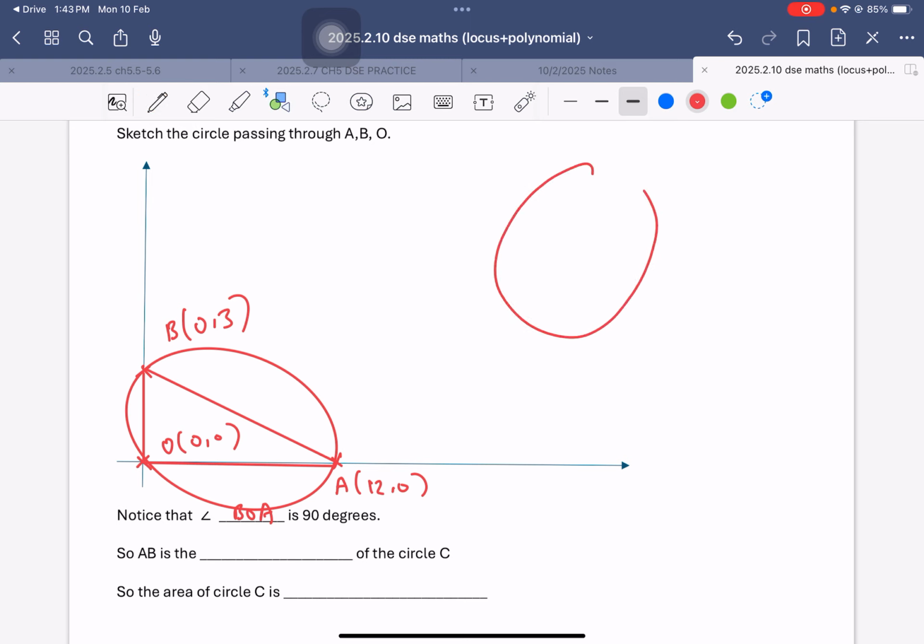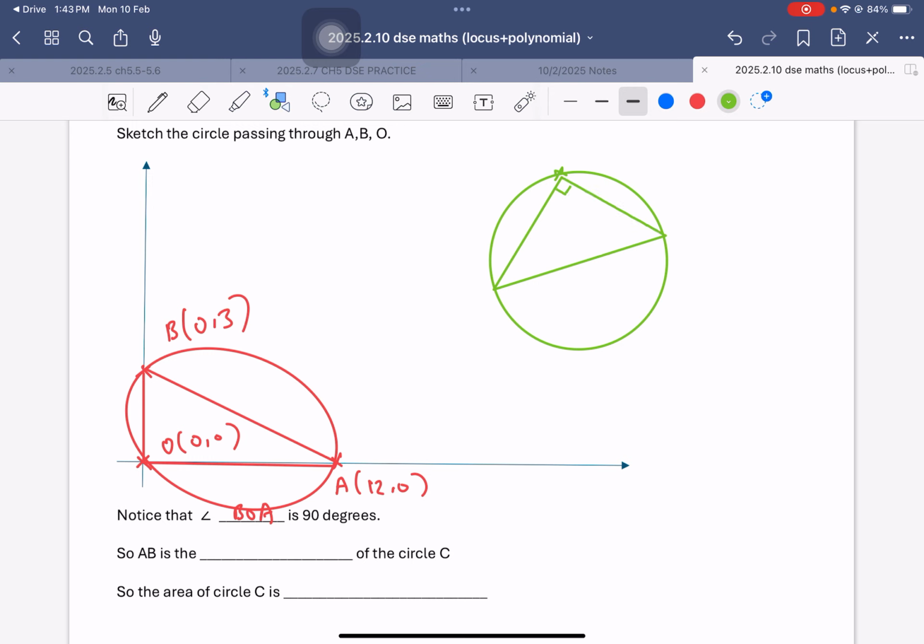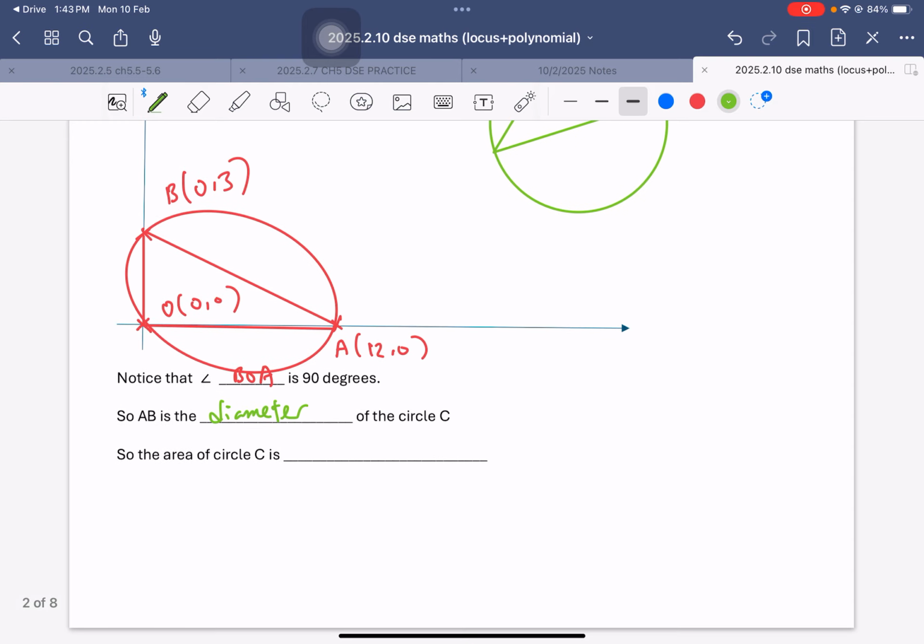Do you remember this theorem? If AB is the diameter, then any point on the circle connected with this AB is going to be how many degrees? It's going to be 90 degrees, isn't it? AB is the diameter. So that AB is the diameter of the circle C. So the area of the circle C is going to be, how do you find the circle's area? Pi r squared. Pi r squared.